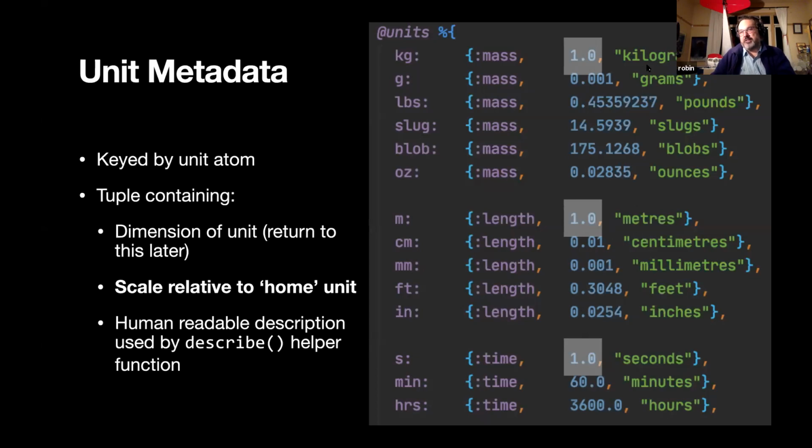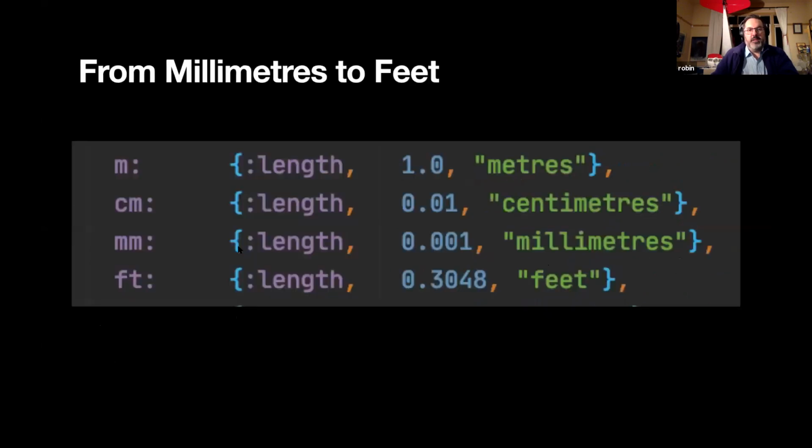And that last thing is just we have a helper function that will give a description of a unit if we're looking at one of those tuples. Okay, so if we're going to convert millimeters to feet, we're going to zoom in on part of this down here. Okay, so there's our millimeters entry. A millimeter is a 1,000th of a meter, and a foot is, well, 304.8 millimeters, or 0.3 of a meter.